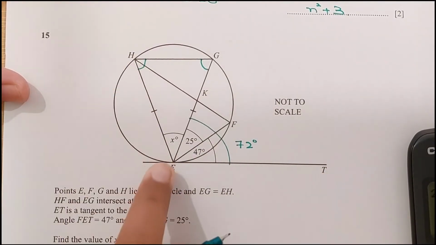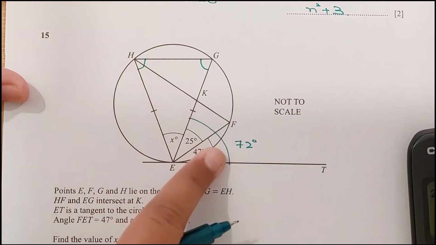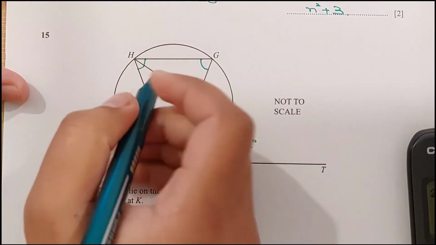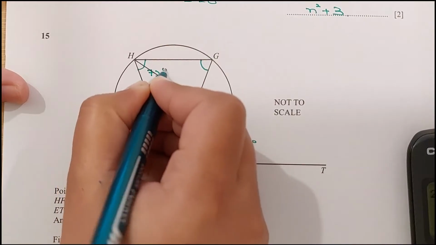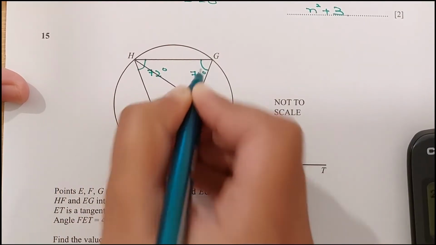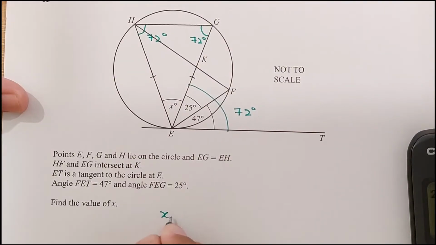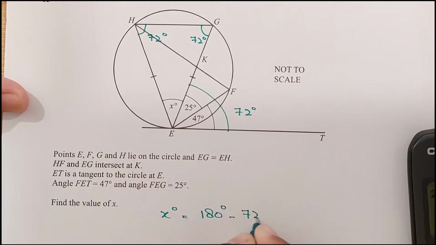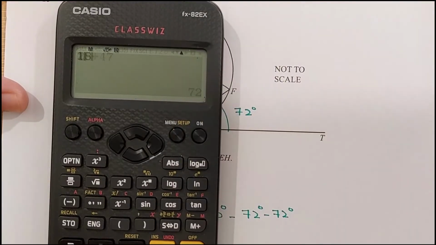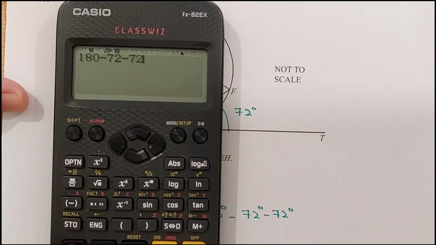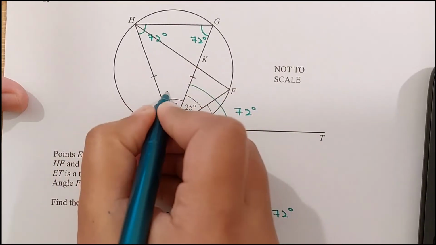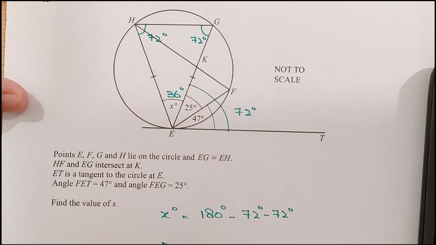So it means this angle and these angles are the same, by the alternate segment theorem. This angle is also 72 degrees, and this is also 72 degrees because these are isosceles triangles. To get the value of x, we have to use the sum of all angles of a triangle, which is 180, minus the first angle, minus the second angle, right? So we do 180 subtract 72 subtract 72. So this is 36 degrees. So the angle x is 36 degrees.